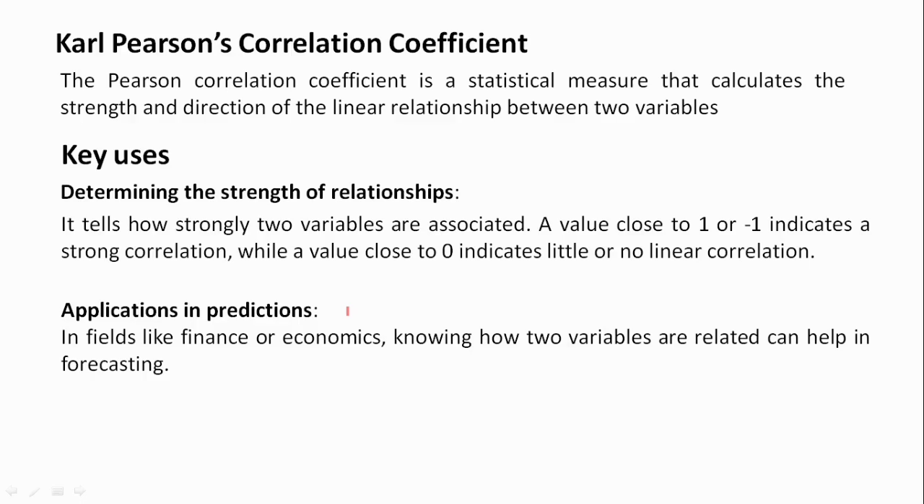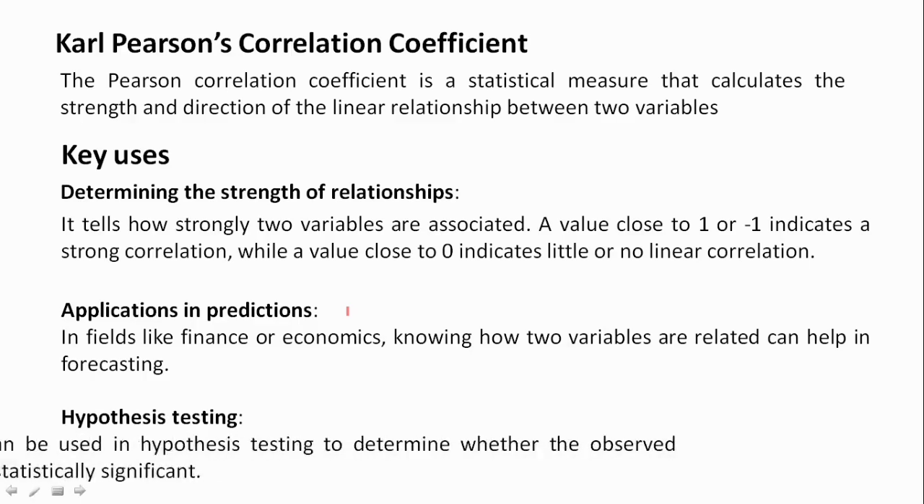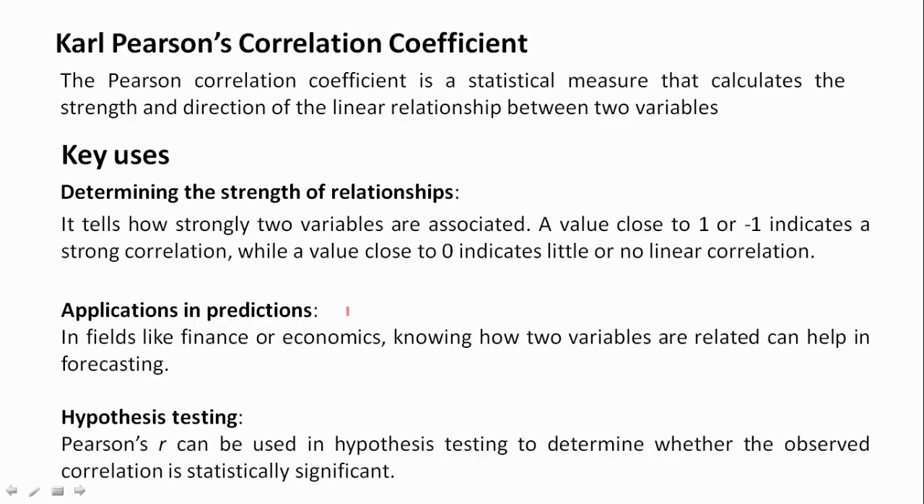The third use of the Pearson's correlation coefficient is in hypothesis testing. In hypothesis testing, the Pearson's R can be used to determine whether the observed correlation is statistically significant or not. In this way, the Pearson's correlation coefficient helps in identifying whether changes in one variable can be explained by the change in the other, making it useful for data analysis and research.